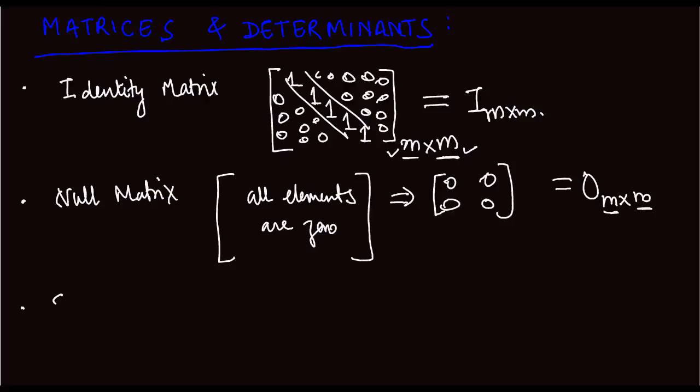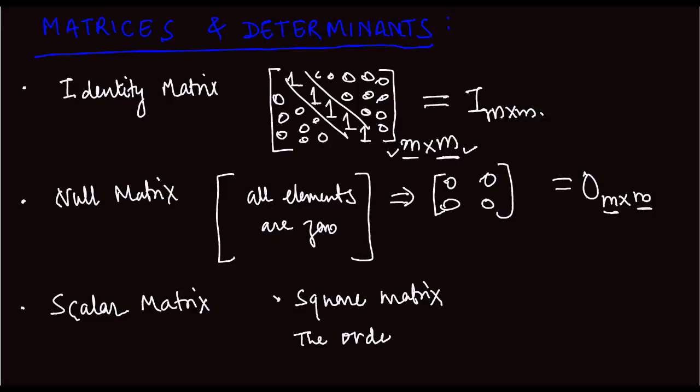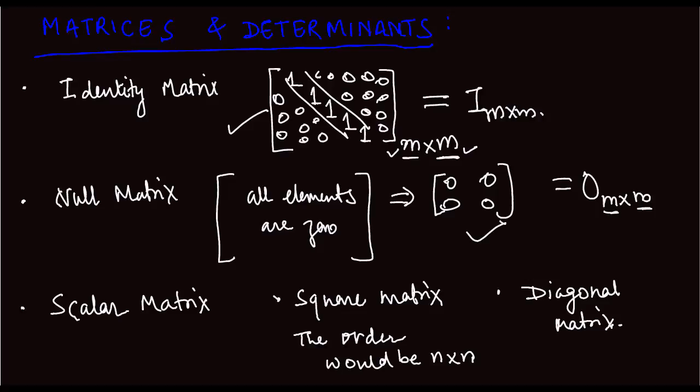Now we have the scalar matrix, and we have the square matrix. As you can see, the order of a square matrix would be n cross n. So this is a square matrix, and this is also a square matrix. Then we have the diagonal matrix. These are the main types of matrices. Now we'll move on to multiplication of matrices.